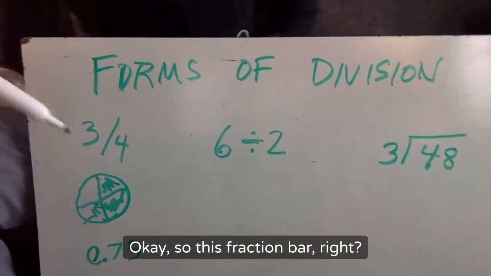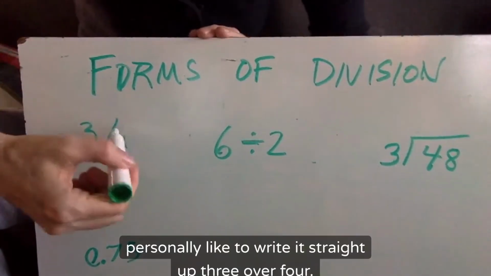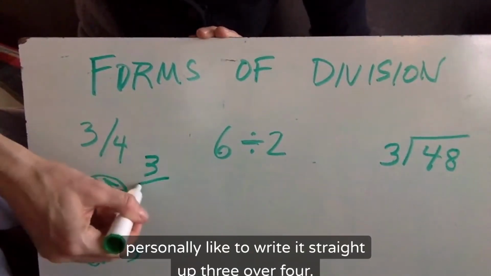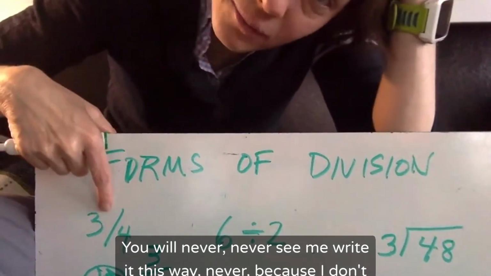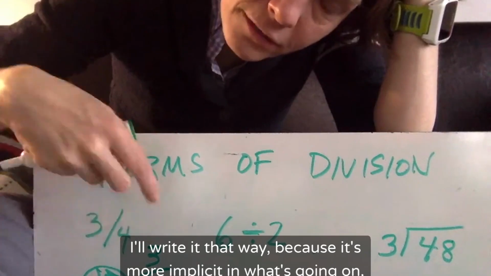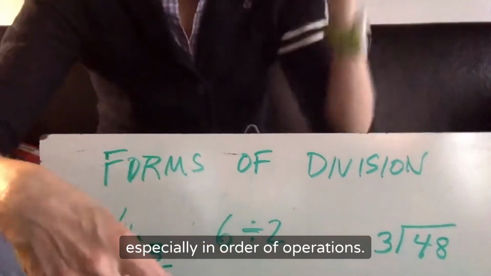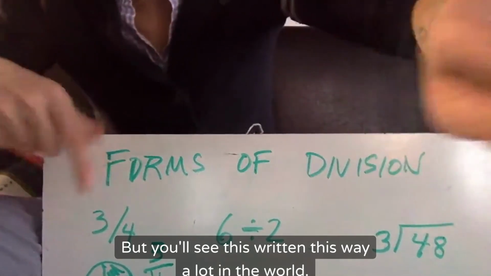Okay, so this fraction bar, right? I personally like to write it straight up, 3 over. You will never see me write it this way. Never, because I don't like it. I write it that way because it's more implicit in what's going on, especially in order of operations. But you'll see this written this way a lot in the world.